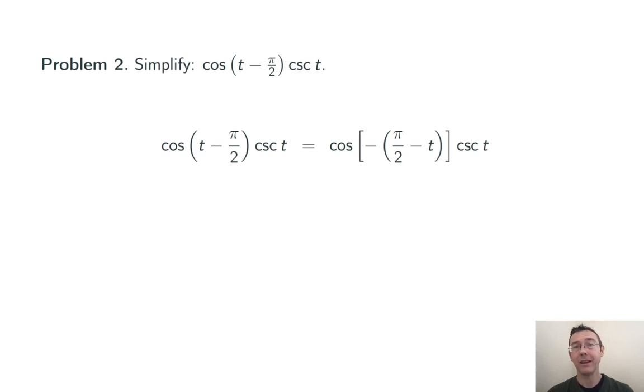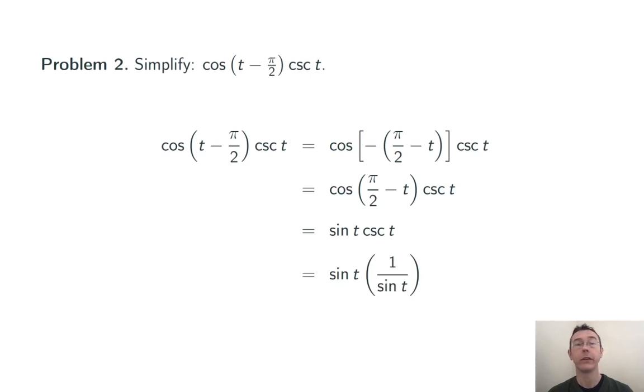Now I can deal with that negative sign using an even-odd identity. Cosine of negative an angle is the same as cosine of the angle. So this can be simplified as cosine of pi over 2 minus t times the cosecant of t. Now that cofunction identity really does work. Cosine of pi over 2 minus t is just sine of t. Next, I'm going to use a reciprocal identity to rewrite cosecant of t as 1 over sine of t, and cancel to get the final answer, which is just 1.